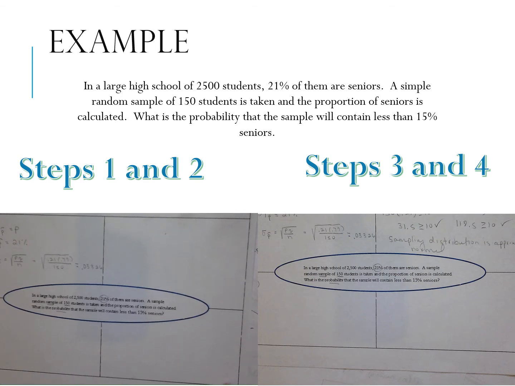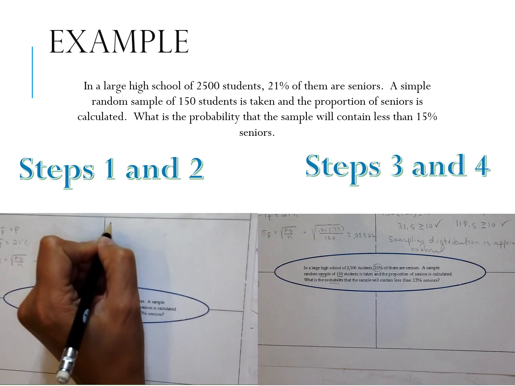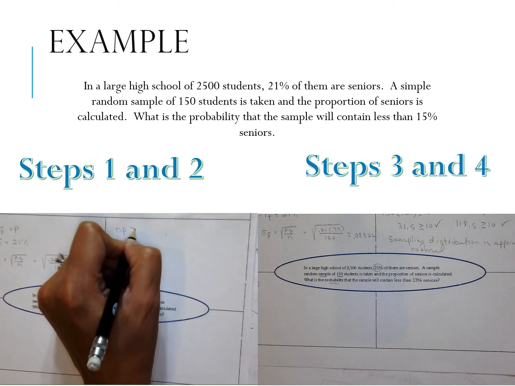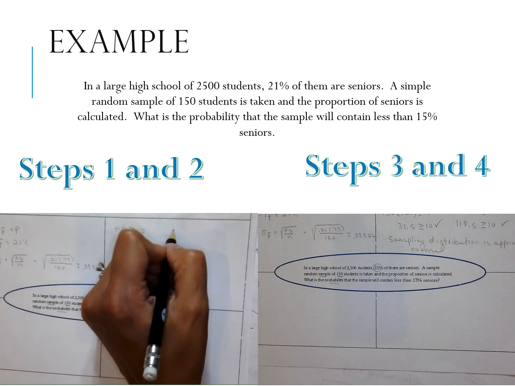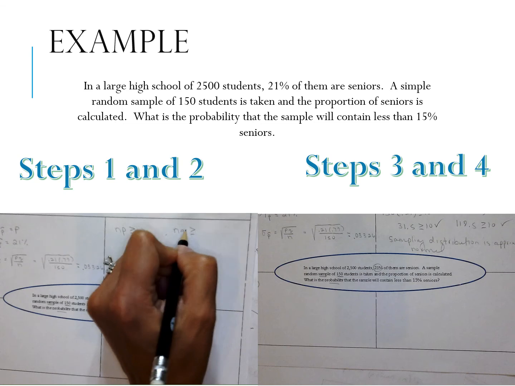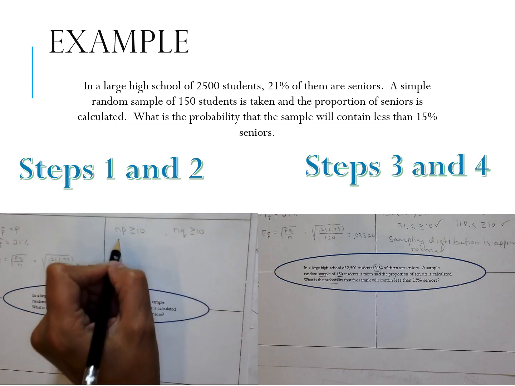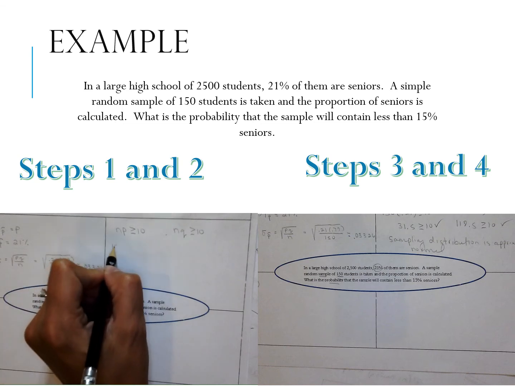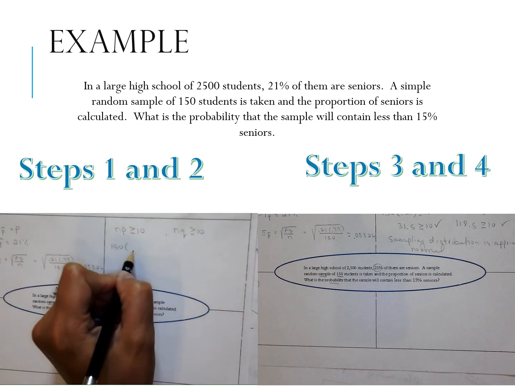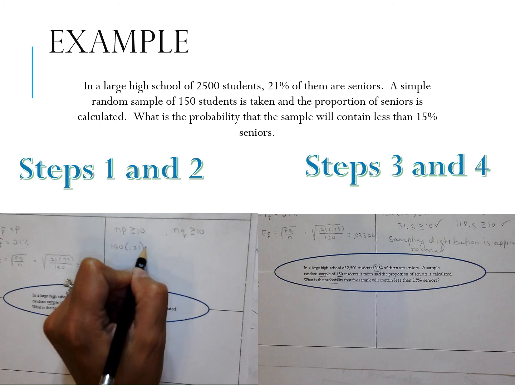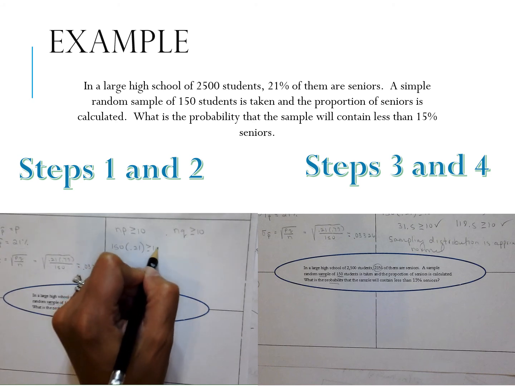Your second step is going to be to verify that the conditions are met, that the sample size is large enough. Remember, we need to make sure that np is greater than or equal to 10 and that nq is greater than or equal to 10. So this is my second step. To do that, you do your sample size, which is 150, times your p, which is 0.21, and make sure that is greater than or equal to 10.